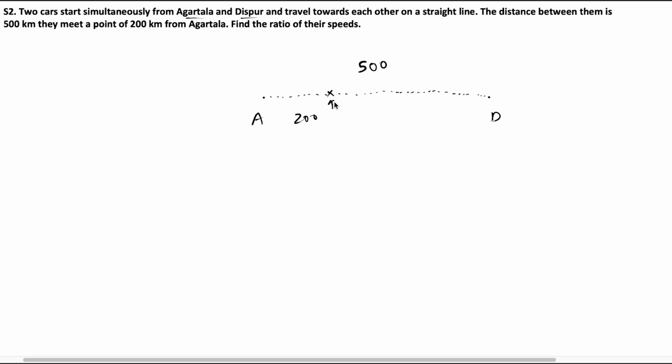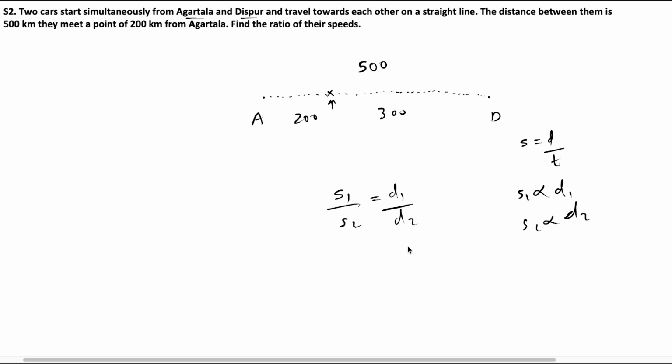So X is the meeting point and it is 200 km ahead of A, which means it will be 500 minus 200, 300 km from D. So again, how can you solve this question? The equation we have to use is speed is equal to distance by time. And here, the two cars start from A and D at the same time and they travel for the same amount of time before they meet, which means time is constant here and S1 is directly proportional to D1 and S2 is directly proportional to D2. So following on the lines of the last question, S1 by S2 is equal to D1 by D2.